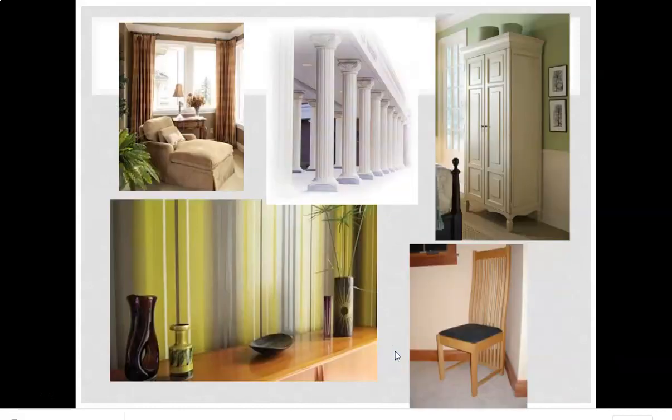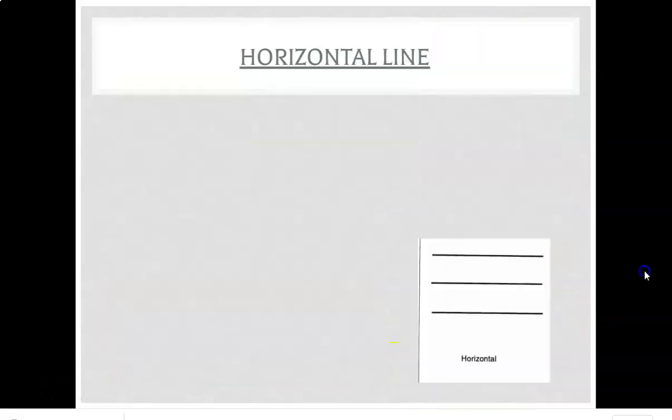Pause the video and see, where do you find lines in this picture? You should have found vertical lines in the draperies, in the columns, in the window, and in the tall furniture. You see these lines here. In the chair, there are vertical lines throughout here, and in the wallpaper in the last picture.